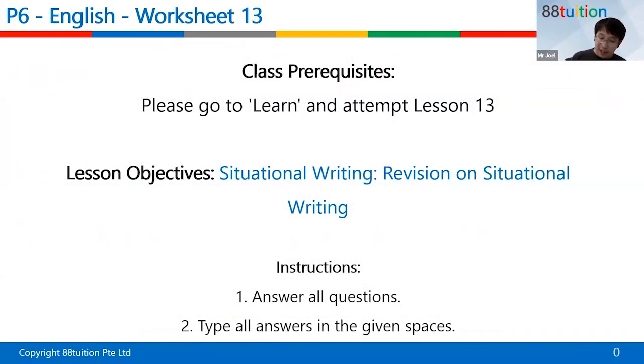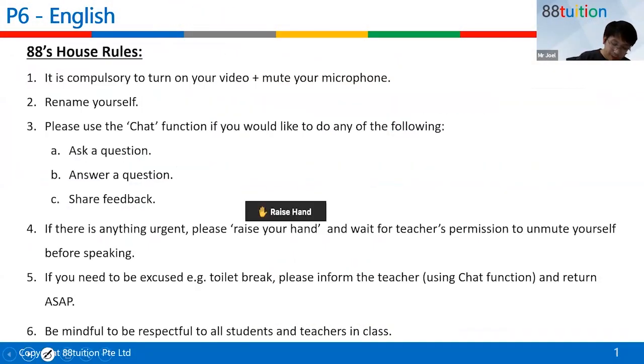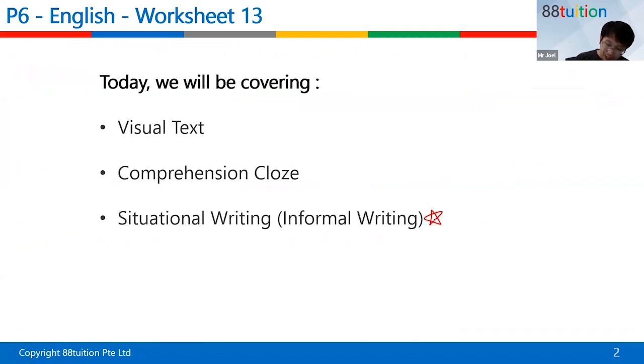So today the main part is actually situational writing, which we'll have a look at later. We'll be looking at informal writing mostly, and informal writing is actually the easiest kind of situational writing. So not too much to worry about that. The first few parts though are the ones that are a bit more tricky, especially visual text, right? This is a bit more tricky. And then comprehension cloze could be tricky as well. So these are two pretty tricky parts, so we will cover them as well today.